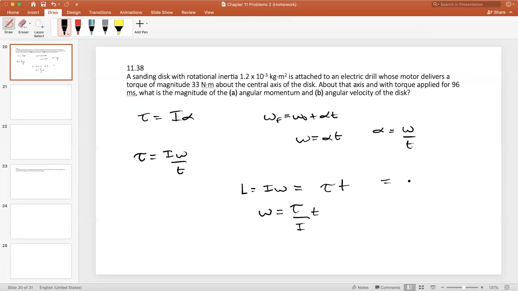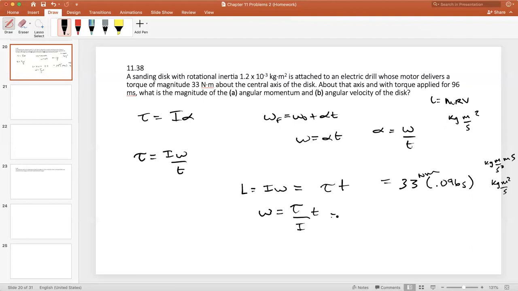Putting these numbers in for mine, I get 33 times 0.096 seconds, 33 Newton meters. Checking our units, this is Newton meter seconds. Remember that this was M, RV was L, so this is kilograms, meters per second squared, right? And so this is kilograms, meters per second times meters times seconds. So one of our seconds cancels and we get kilograms, meters per second. So these units are correct.